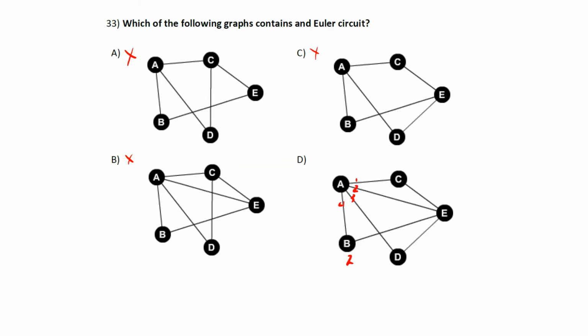Vertex B has a degree of 2. Vertex C has a degree of 2. Vertex E has a degree of 4. And vertex D has a degree of 2. As a result, we can see that all of them are even. So based on that, we can say that yes, graph D does have an Euler circuit.